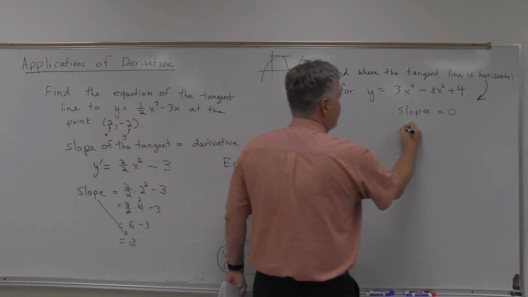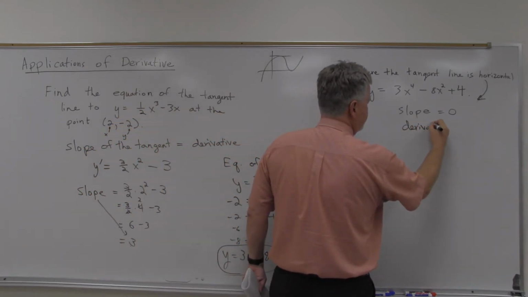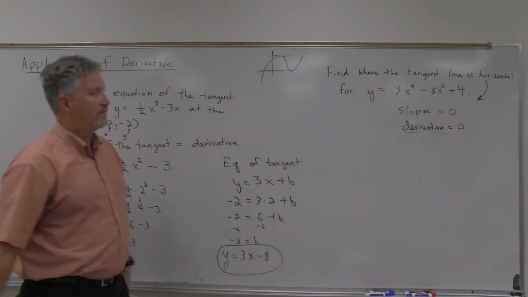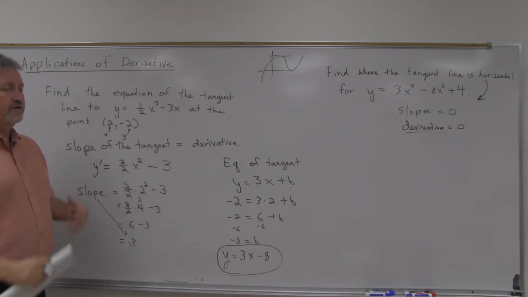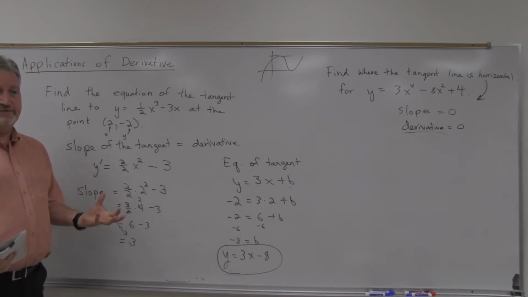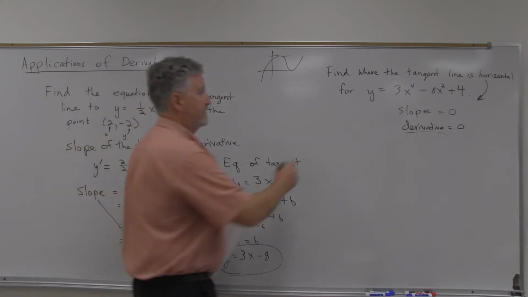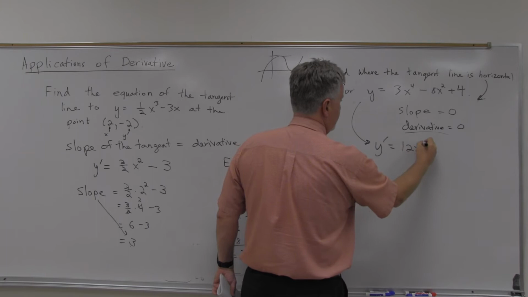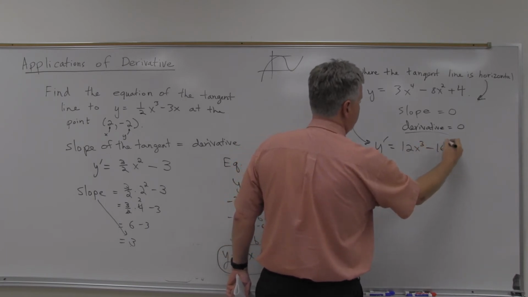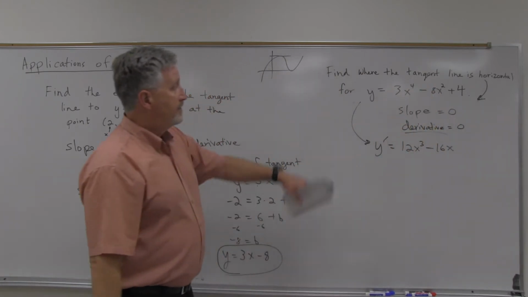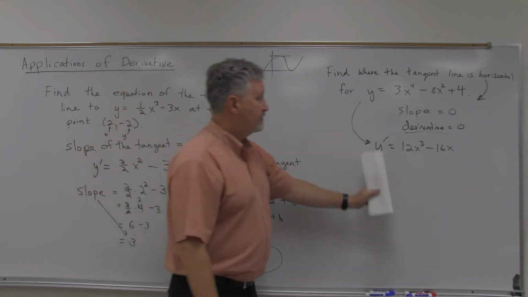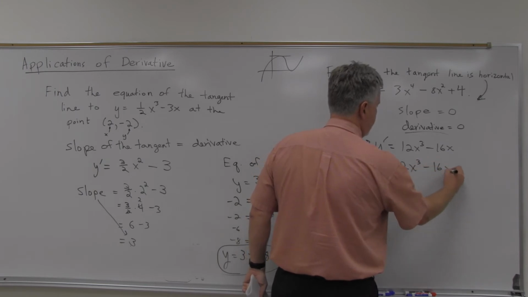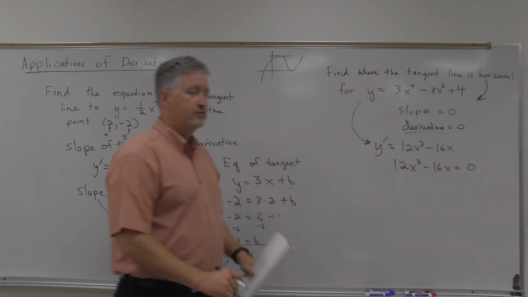And so what I'm looking for here, the way I can utilize my equation, is to find where the tangent line is horizontal, we're going to let the derivative be equal to 0. So I'm going to get my derivative here. That's 12x to the third minus 16x, right? But I want the tangent line horizontal, and so I'm going to set the derivative equal to 0. So 12x cubed minus 16x, set that equal to 0.